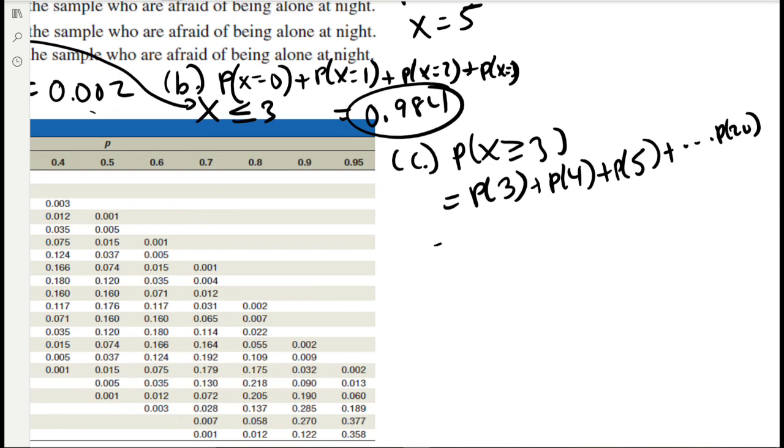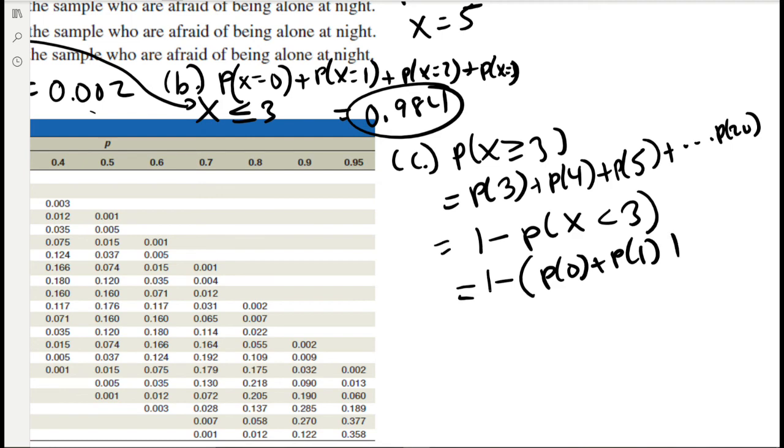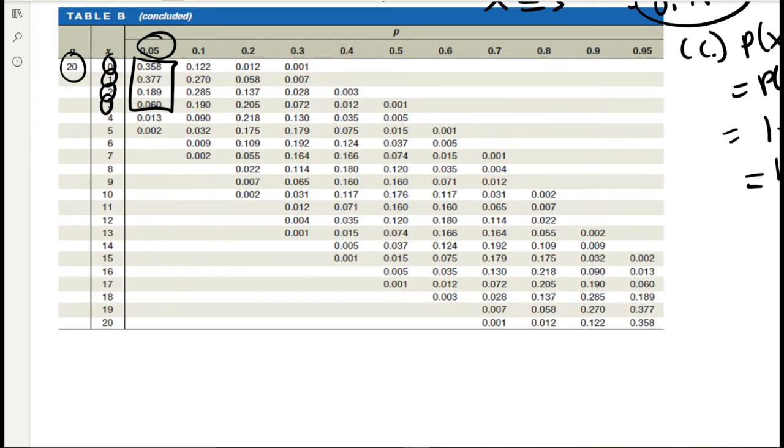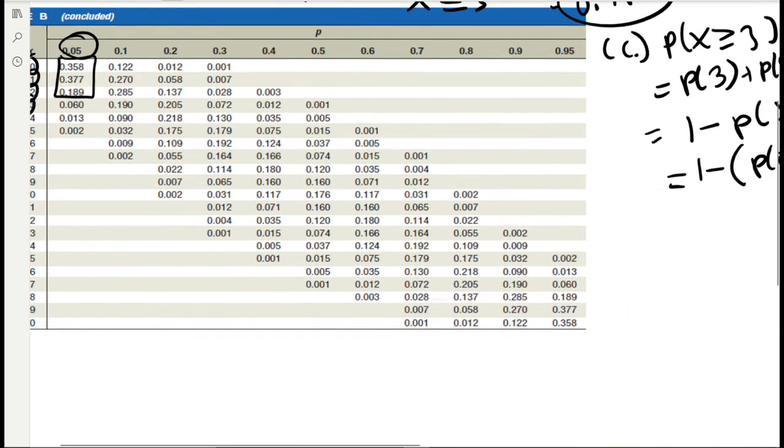Okay, so what we're going to do is the opposite of greater than or equal to 3. The opposite of that is less than 3. So we're going to do 1 minus the opposite. If we get the opposite of that and subtract from 1, we get the rest. So we're going to be doing 1 minus P of 0, P of 1, and P of 2. And that will save us a whole bunch of time because now we only have to add up those 3 probabilities. So we're going to be adding up these 3 probabilities and then subtracting it from 1.